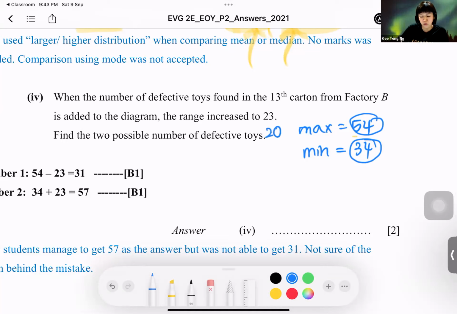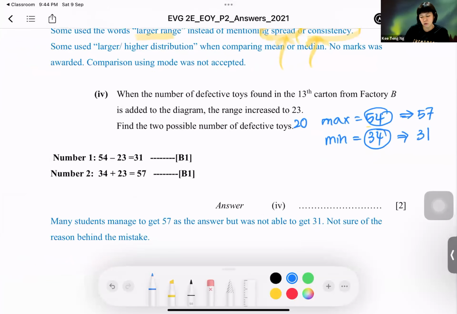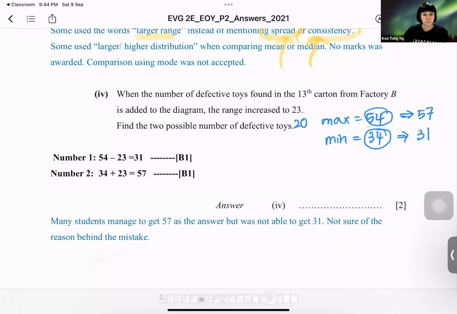the range was 20, right? So I increase by 3. So this one can become 57. Or I reduce my minimum by 3. This one by 3 will be 31. So these two numbers change. So either the first number, 31, or if not, it's 57. Have you gotten the answer?